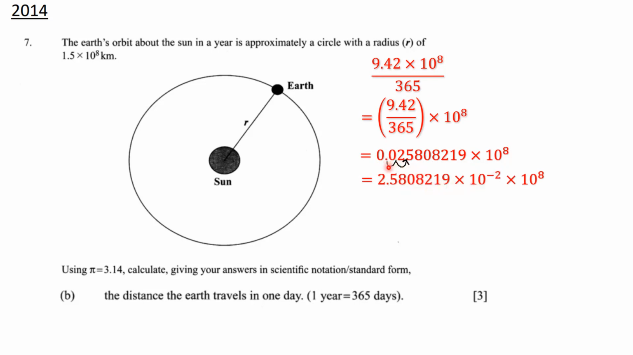That's because I moved over twice to the right. And since I move over twice to the right, that means it's going to be negative 2. If I move twice to the left, it's going to be positive 2. Okay? Now we know if we have the same base, right? We add the powers. So it's going to be negative 2 plus 8, which is the same thing as 8 minus 2, which is 6. And so our answer is 2.5808219 times 10 to the power of 6. Okay, that's going to be the distance, in kilometers. That's the distance that you travel in 1 day.